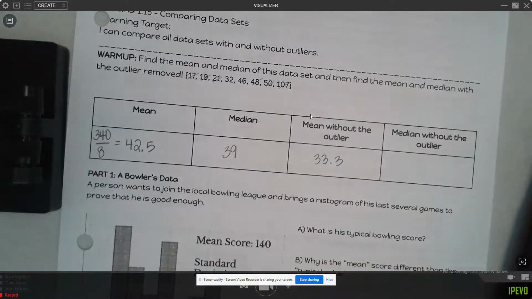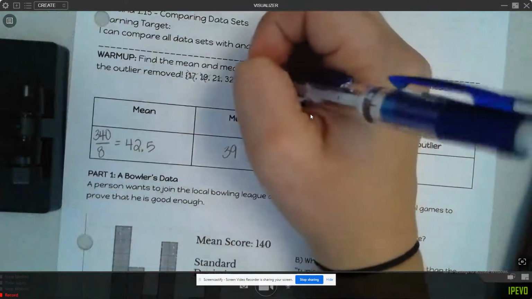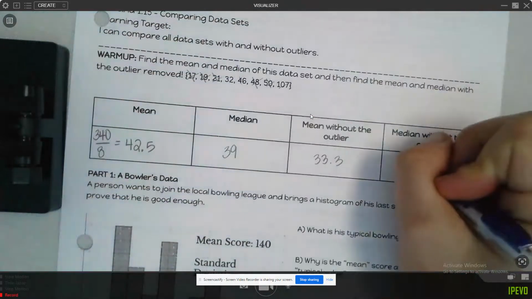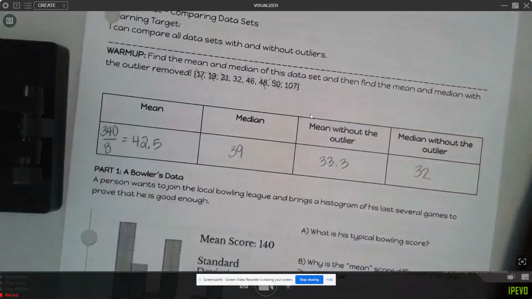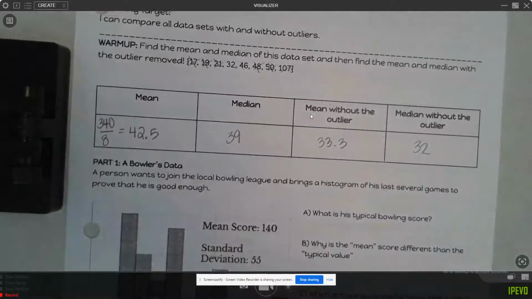33.3. And the median without the outlier: small, big, small, big, small, big. There's the median. Now notice your mean and your median are very, very close to each other because there are no outliers. And that's kind of good. We want to look for that.